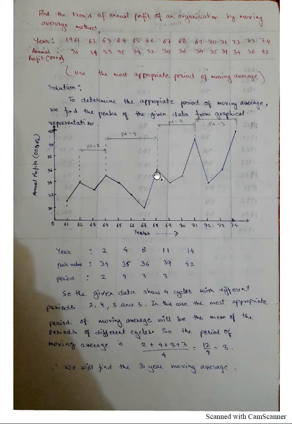Now the next peak is here in the year 68, so we write 8 here. So what is the value of the variable at this point? 36. So we write 36 here. In the year 68 it is 36. Also in the graph you can see it is 36. So you write 36 here.